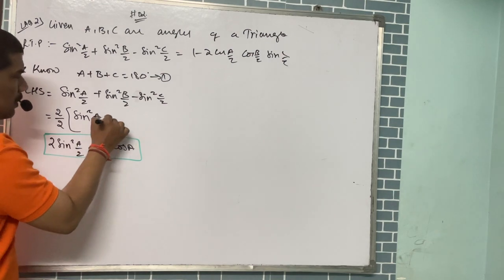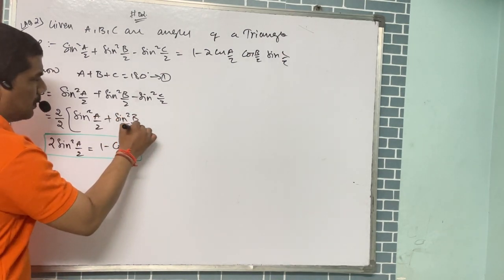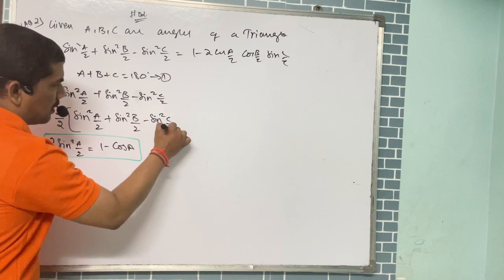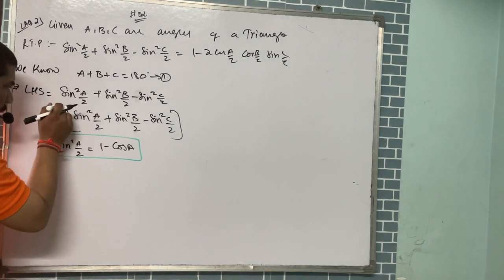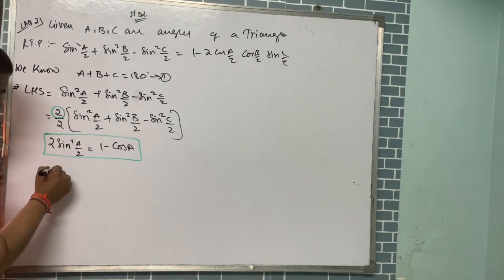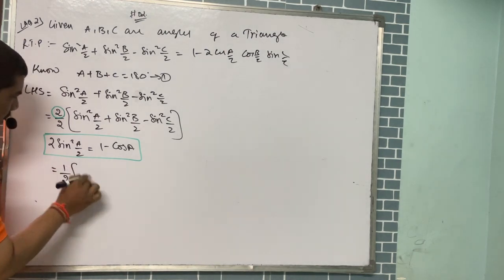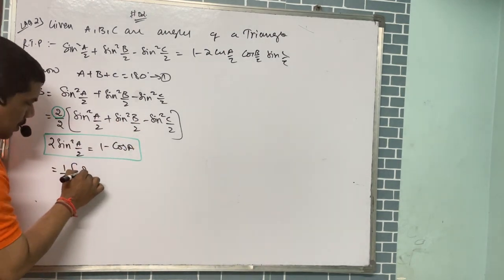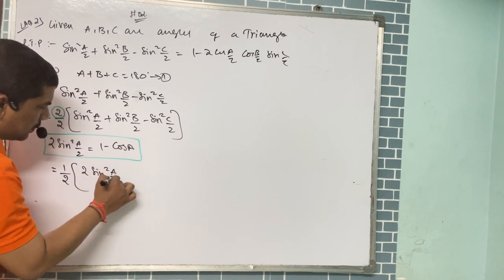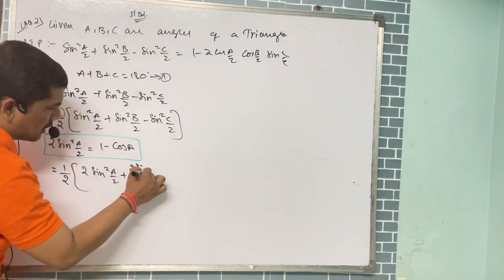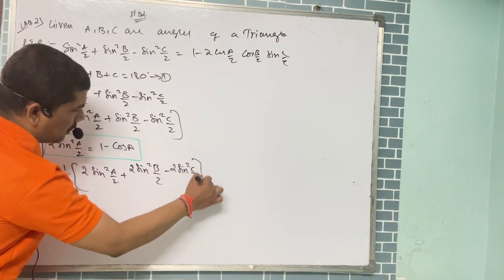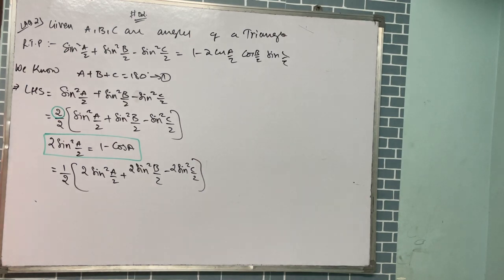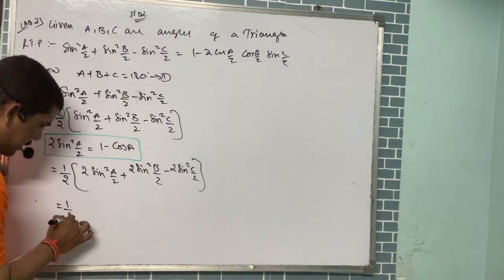Sine square A by 2 plus sine square B by 2 minus sine square C by 2. Outside I'm multiplying and dividing with 2. Now what I'll do, this 2 I will send inside. 1 by 2 I am keeping outside. This 2 belongs to every term now: 2 sine square A by 2, 2 sine square B by 2, minus 2 sine square C by 2. Okay? Now 1 by 2 as it is.